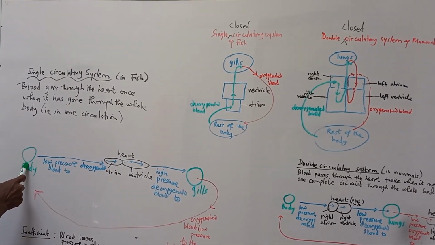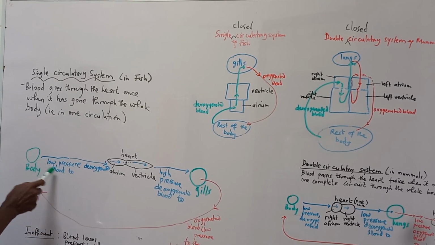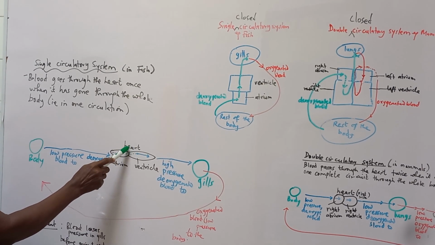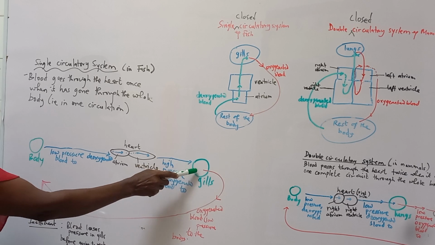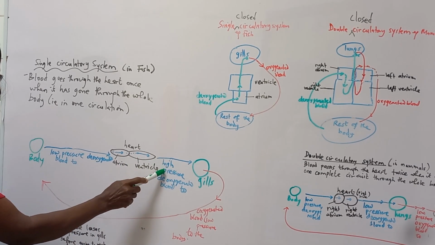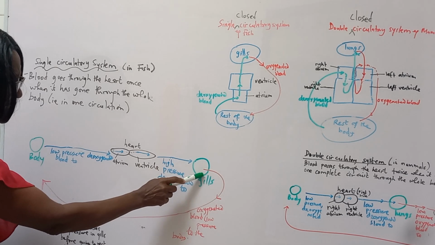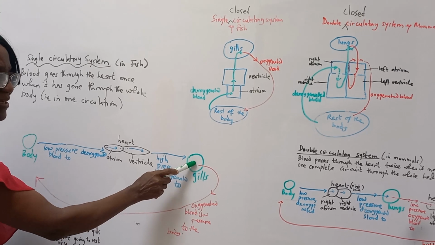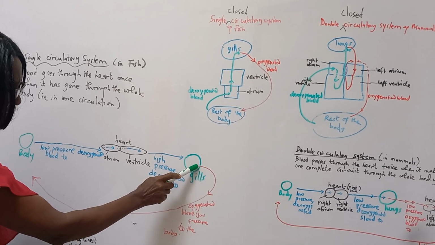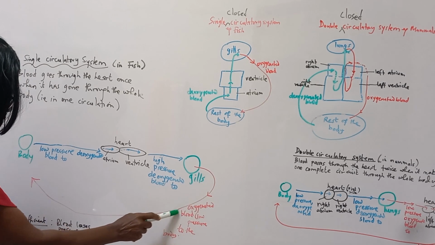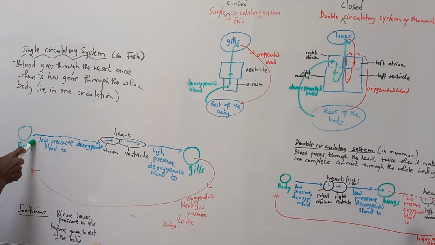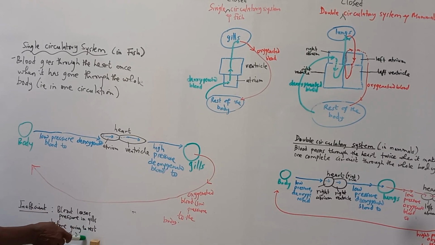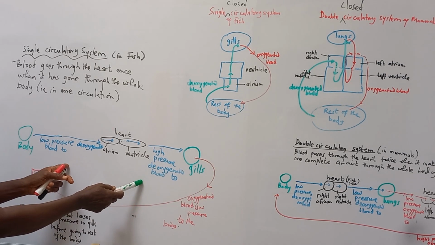You have the body, low pressure deoxygenated blood from the body goes through the heart, it goes into the atrium, which pushes the blood into the ventricle. The ventricle pumps the blood with high pressure into the gills, and you see all the blood here is deoxygenated, low oxygen. So it goes into the gills to get oxygen, but by the time the blood has gone through the gills, it has lost pressure. This blood is oxygenated but low pressure, but has to go through the whole body again. That is why single circulatory system is inefficient, because the blood loses pressure in the gills before going through the rest of the body. This is single circulatory system.